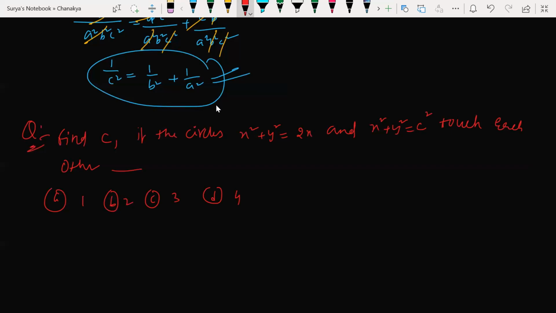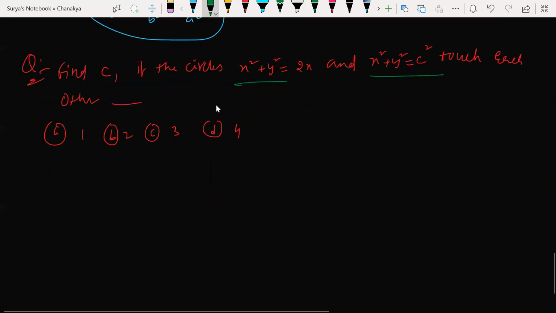All right, guys, what exactly is he talking about? Look at this properly. Find C, this one and this one touch each other. He has given one thing surely, that these two circles are touching. But we are not sure whether they are touching internally or externally. So how can I get to know whether they are touching internally or externally? By the condition, of course.